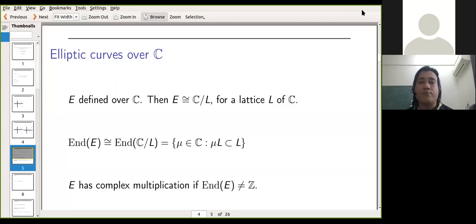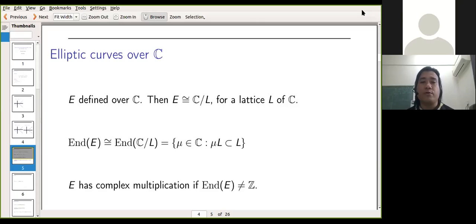And this isomorphism turns out to be a complex analytic isomorphism. Okay, so we can also say that my E is a compact Riemann surface. Okay, and it's going to look like a torus because C mod L is a torus.